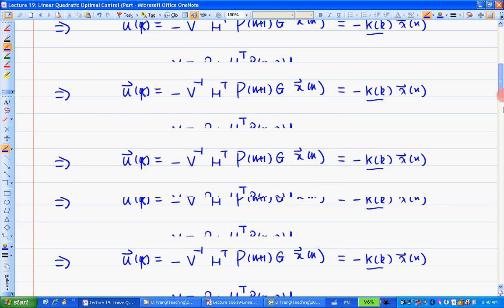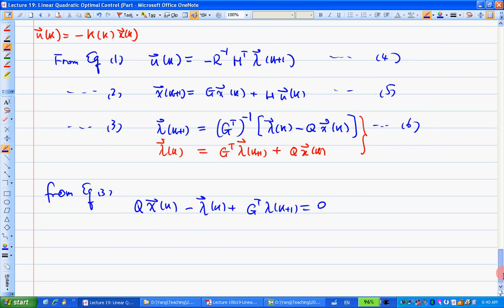I'm going to try to find an equivalent expression for the lambda transpose g, but what I have here is a g transpose lambda. So let's take a transpose of both sides of this equation. If I take a transpose of both sides, we have x transpose q transpose.